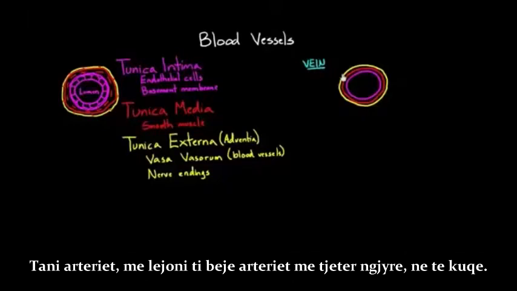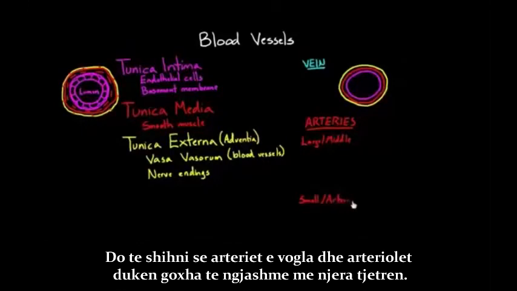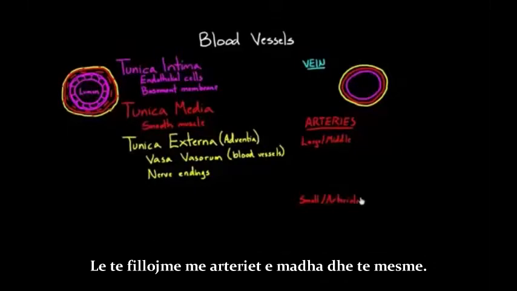Now, arteries, let me do a different color for arteries. Let's say red. I think of arteries in two different groups. So I think of large and middle-sized arteries a little differently than I think about small arteries or arterioles. And you'll see that these small arteries and arterioles actually look quite similar to one another. So let's start with the large and middle-sized arteries.